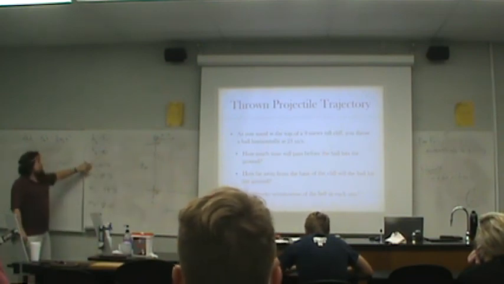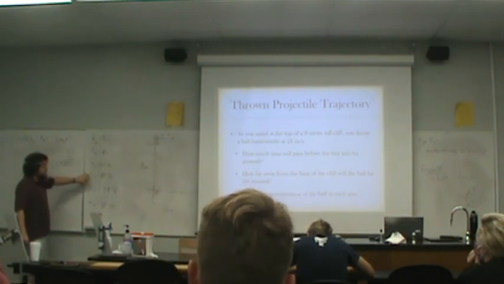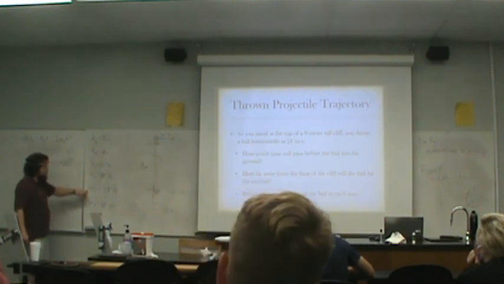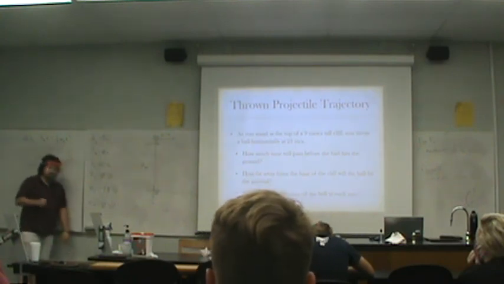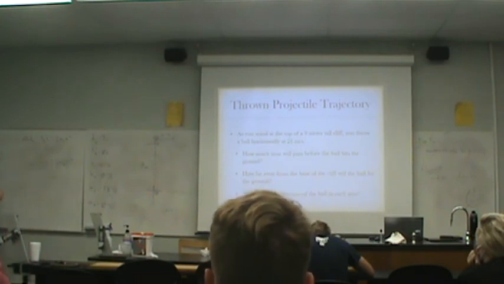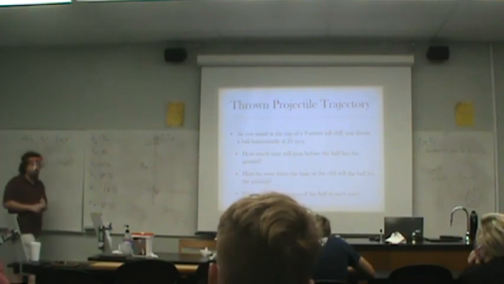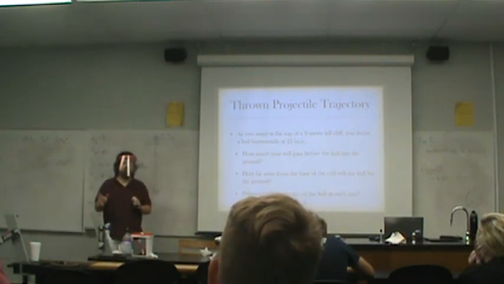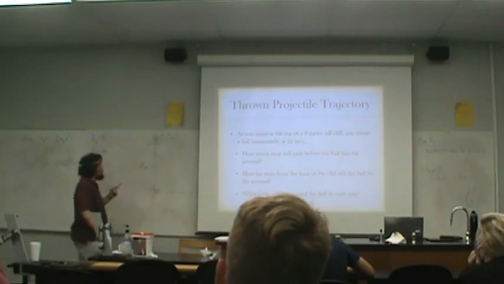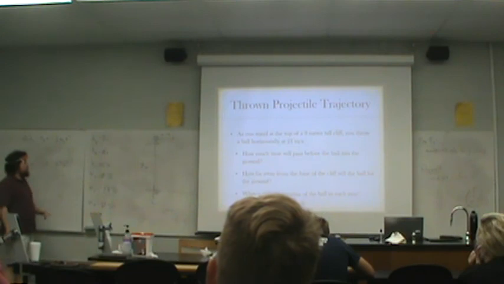Again, our starting velocity in the x-axis is 21. Our y starting velocity is 0. Y acceleration is gravity. X acceleration is 0. So, the first thing we're asked is, how much time will pass before the ball hits the ground? So, time before it hits the ground. We want time. We know in both axes, displacement, velocity, and acceleration.